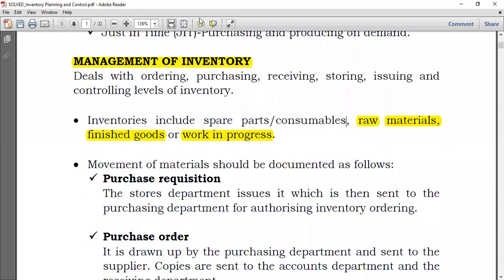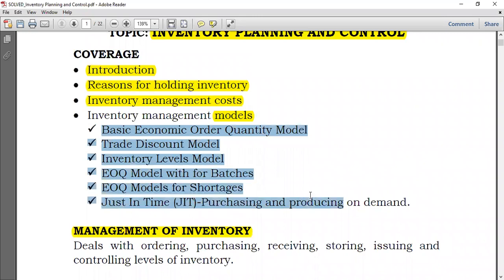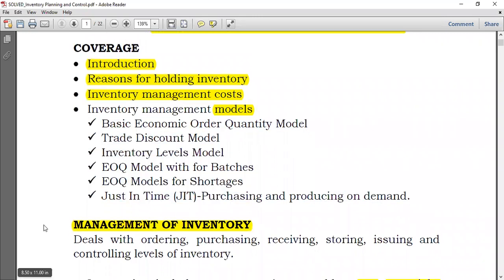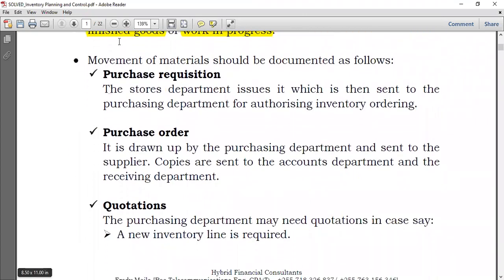So before going to our main topic, as I just told you up here, we'll go through all these models. But at the start, you need to know the actual flow of inventory, the actual flow of materials. So this is the movement of materials that is usually involved. Movement of materials should be documented as follows.